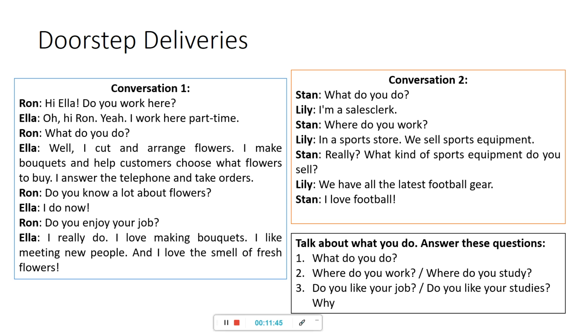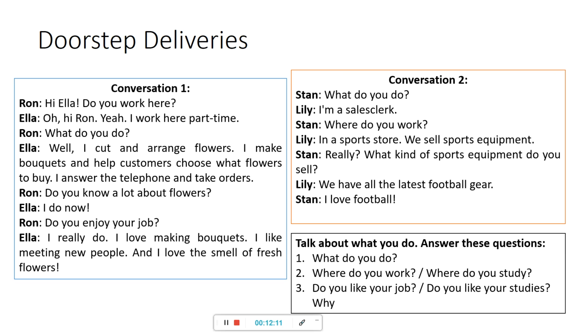Where do you work? Yo podría decir, I work at UTLA. Si estoy estudiando, where do you study? I study at UTLA University. Do you like your job? Yes, I do. I like my job. O podría decir, si no es el caso, no, I don't like my job. I hate it. Do you like your studies? Yes, I do. I like my studies. I like my program. No, I don't. I don't really like my program. Y ahí podría después entrar a dar la razón.